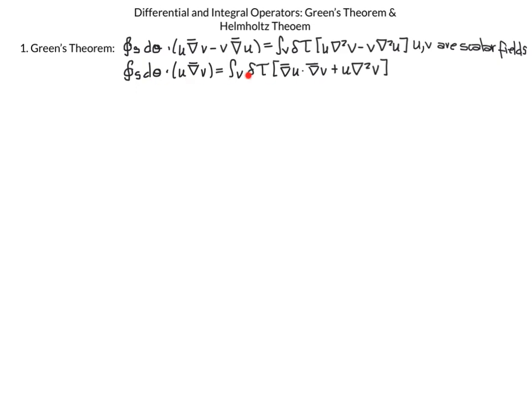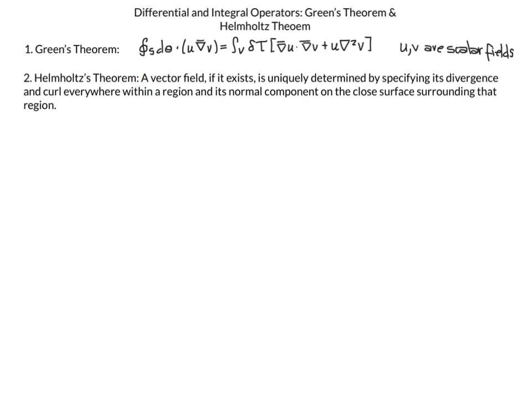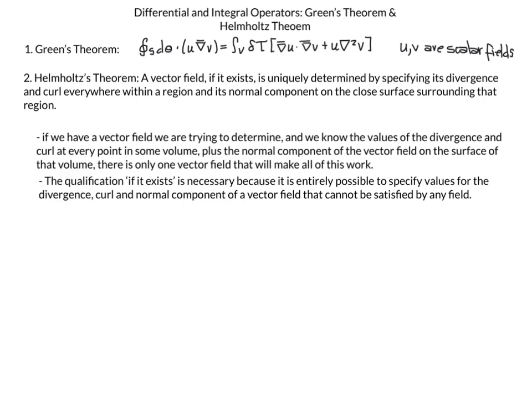The main purpose of having Green's theorem here is to prove Helmholtz theorem. And Helmholtz theorem says a vector field, if it exists, is uniquely determined by specifying its divergence and curl everywhere within a region and its normal component on the closed surface surrounding that region. So once you know divergence and curl and the normal component, you can identify the vector field uniquely. And that point is written here.